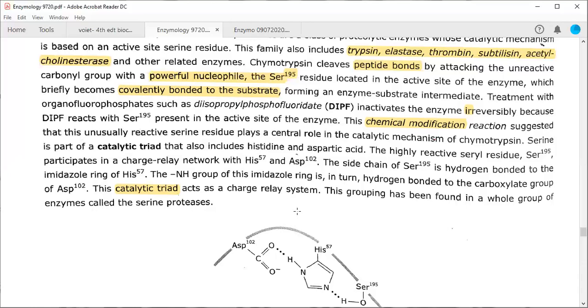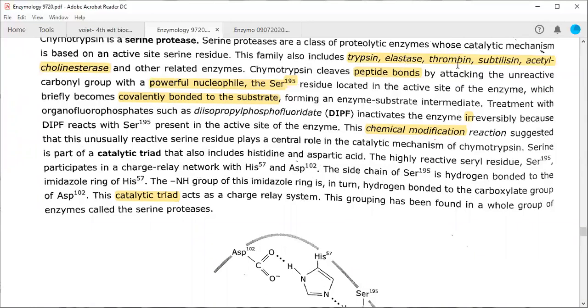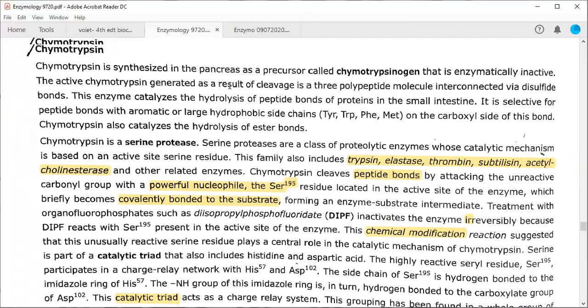This is an example of a whole family called serine proteases, in which there are so many enzymes: trypsin, chymotrypsin, elastase, thrombin, subtilisin, acetylcholinesterase, and so on. Are you able to get the chymotrypsin mechanism of action, which is an example of covalent catalysis? So that we can discuss others also.